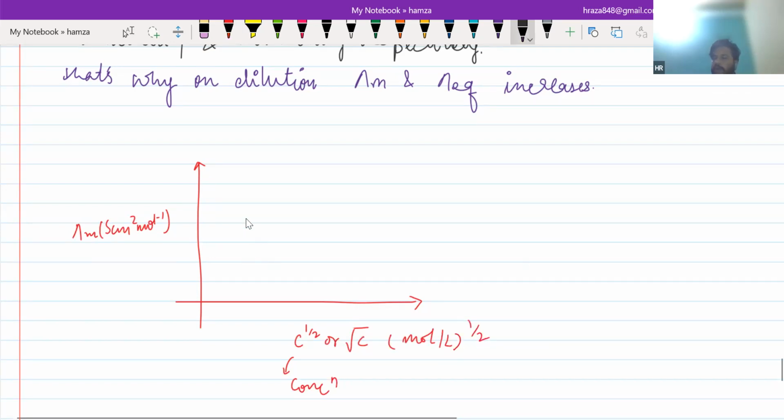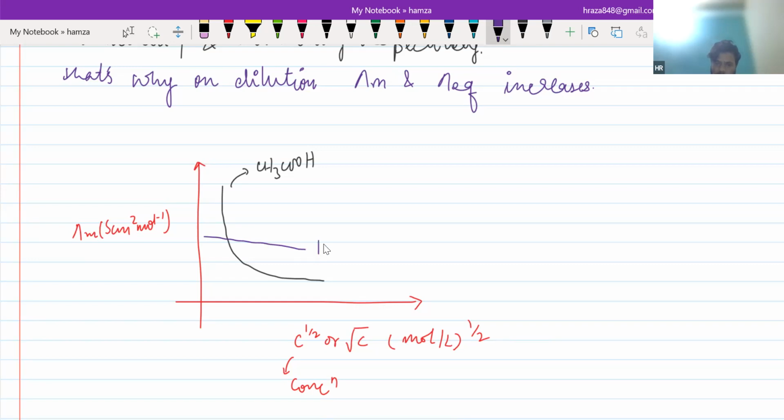And the variation we are seeing is for weak electrolyte and strong electrolyte. I already told you that the variation in a weak electrolyte is more as compared to the variation in a strong electrolyte. So when we plot the graph, I just took an example of CH3COOH, which is a weak electrolyte. The variation is very large as compared to a strong electrolyte. This is for KCl, which is a strong electrolyte. So this is the graph for variation of a weak and a strong electrolyte. Please write this.